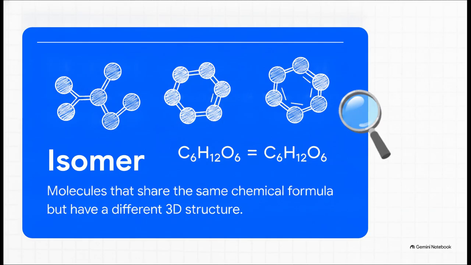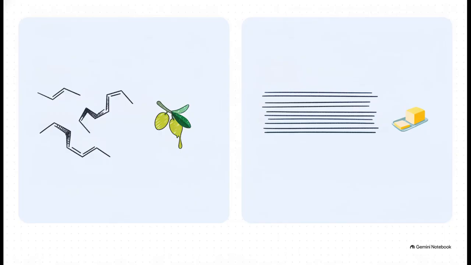And this brings us to isomers. An isomer is a molecule that shares the exact same chemical formula, meaning the exact same number of carbon, hydrogen, and oxygen atoms, but it has a completely different three-dimensional physical structure. In biology, the physical shape of a molecule dictates exactly how it functions. That's actually a brilliant example of why this structure is literally a matter of life and death, and why you should always be reading your nutrition labels.